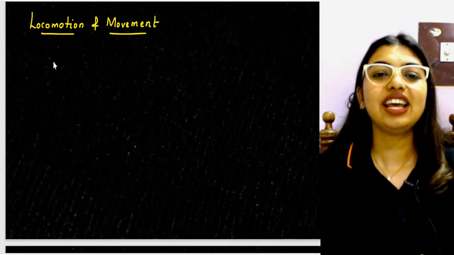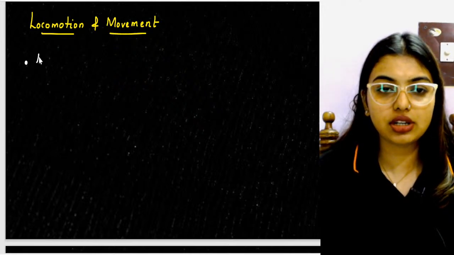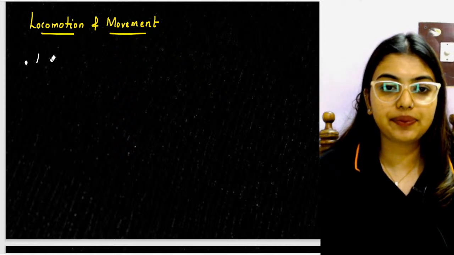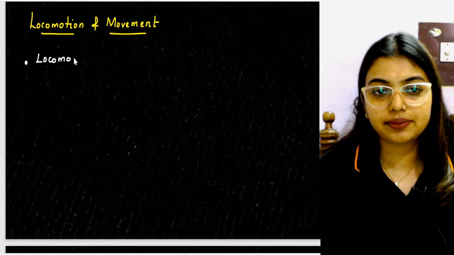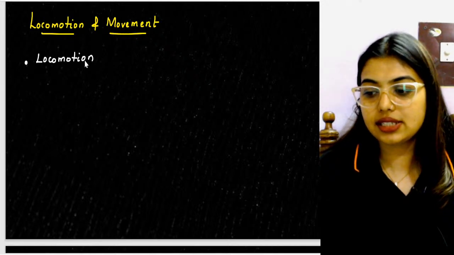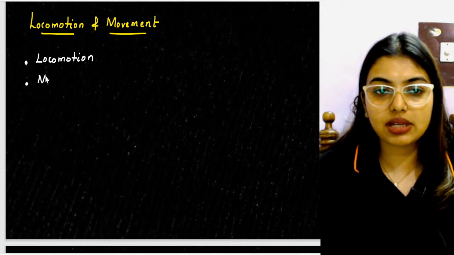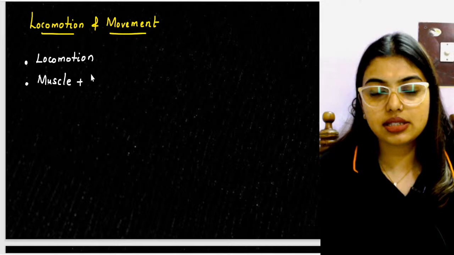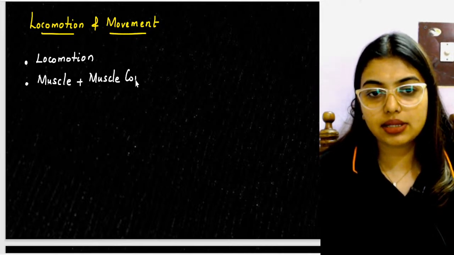Oh, that's great. So locomotion and movement is divided into two parts, students. First is going to be learning about all the different kinds of locomotions. Then with locomotion you are studying how muscle contraction happens. Muscle plus muscle contraction.